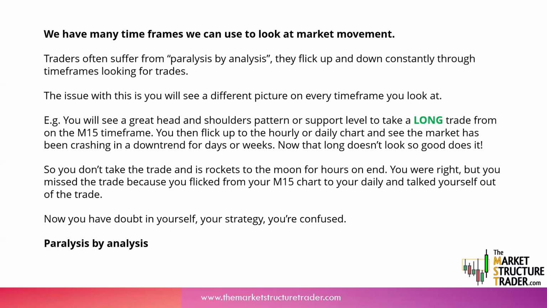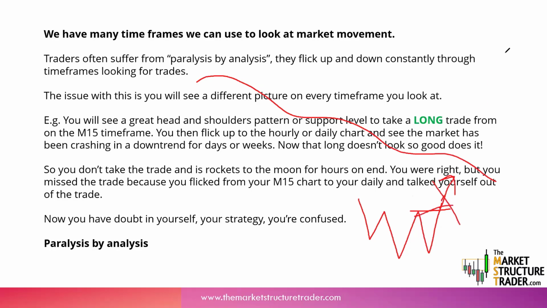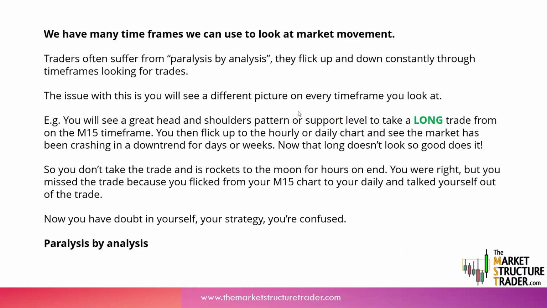On M15 it looks like a beautiful head and shoulders has formed. It's looking absolutely spot on. It's just broken that shoulder there, and it looks like it's going to go. It looks like a brilliant pattern. But when you look at it on the daily chart, you see the moving average is doing that. So you think, oh, we're in a downtrend, I don't really want to take counter trend trades, and therefore you don't take it. And what does it do? Bang, screams off to the upside and makes an absolute fortune for everybody that took it. But you didn't take it because those timeframes conflicted with each other.